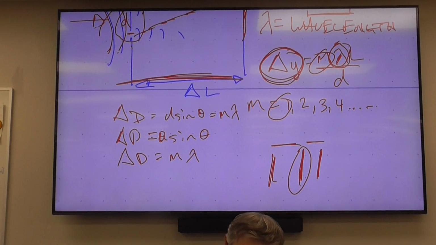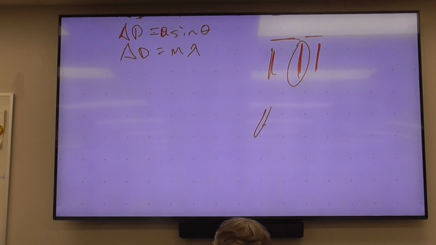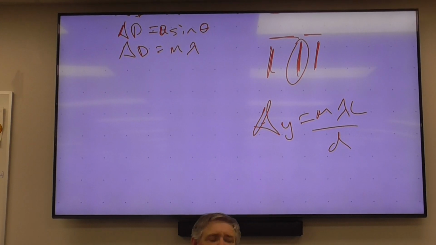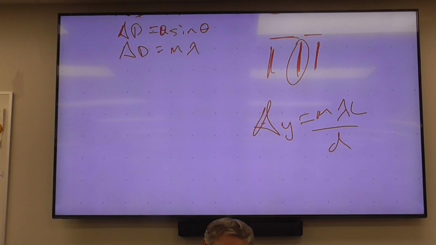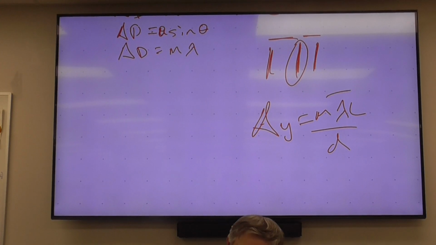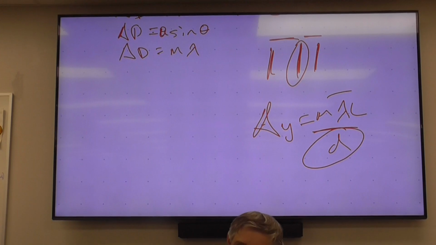So, here's the beauty of this. When m gets bigger, if you look at this equation, delta y equals m lambda L over d, first off, look at the units. What units are you going to end up in? You better end up in meters, because if you don't, guess what? The equation fails. So lambda and L are going to be in what? Meters. You're going to divide by meters. So you end up with meters.